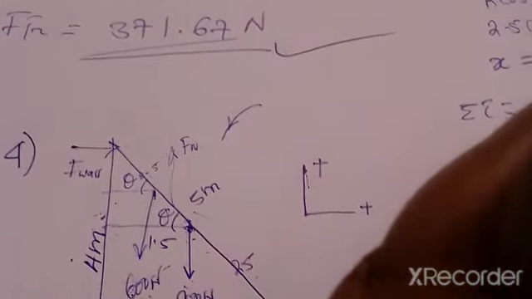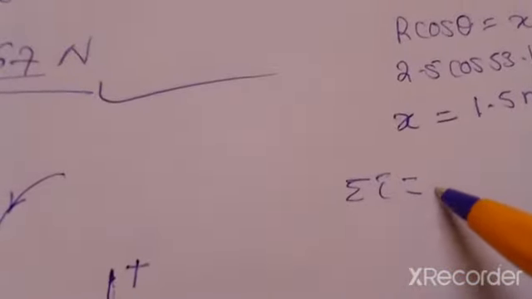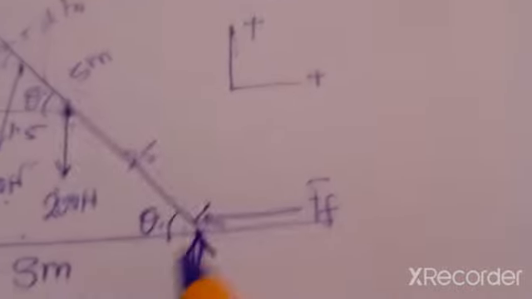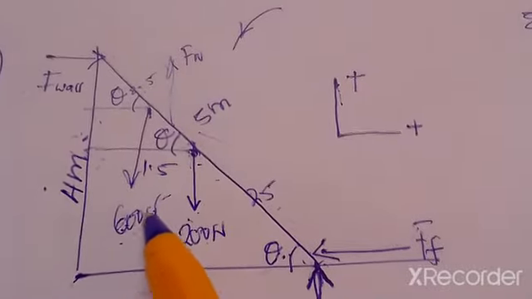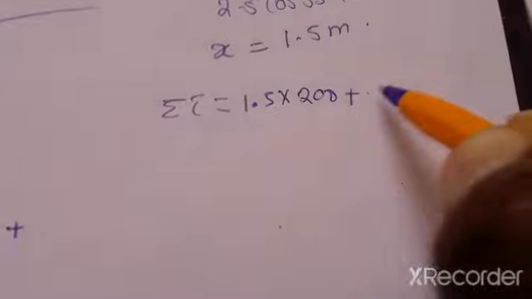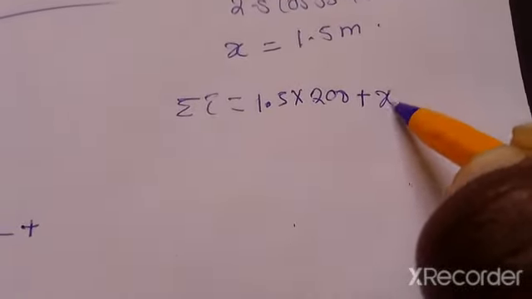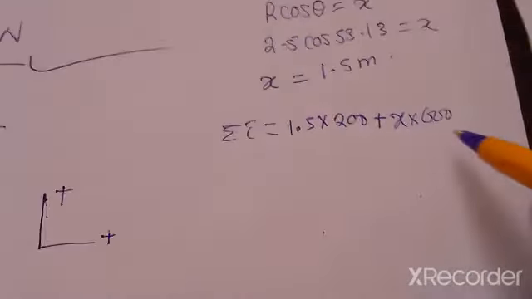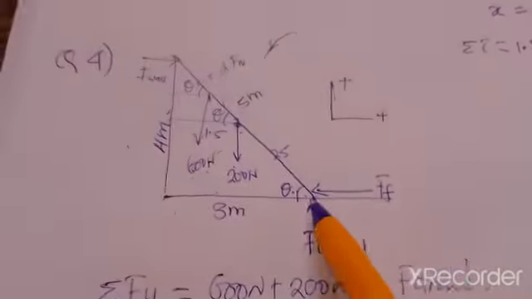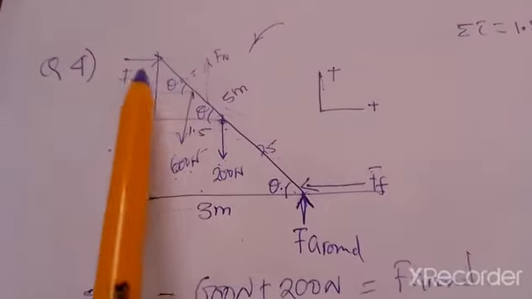This force is going to be in this direction, and that is positive. So we'll have 1.5 multiplied by 200, plus the other force that's acting, the 600 Newton weight, acting at a distance which is unknown, and that's going to help us find the distance we've been told to find. So x multiplied by 600, and that will be plus the other force, the force with reference to the wall.